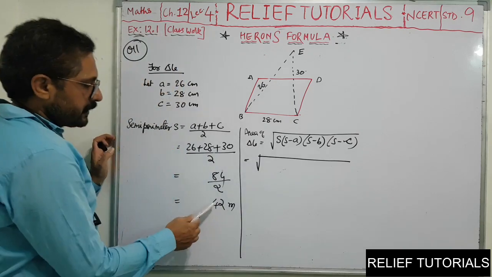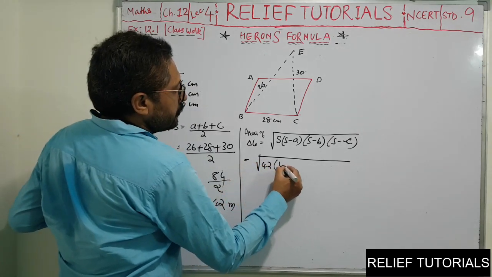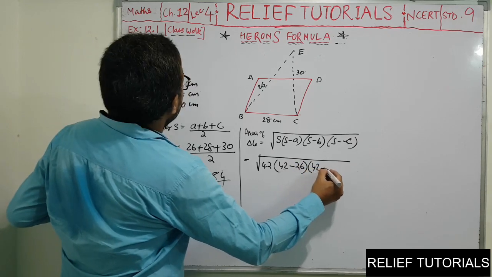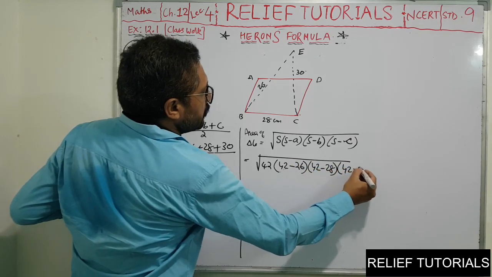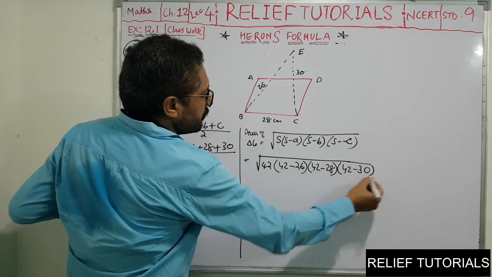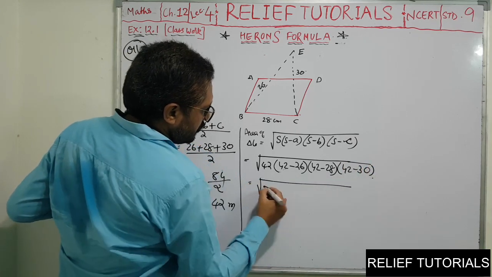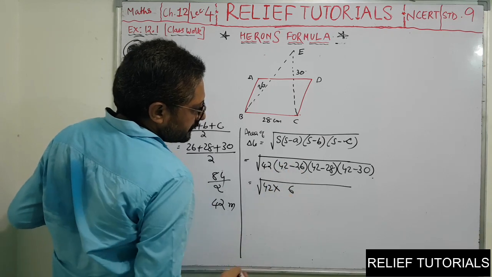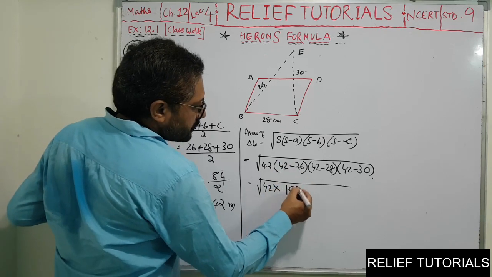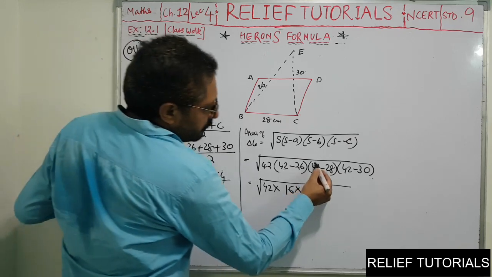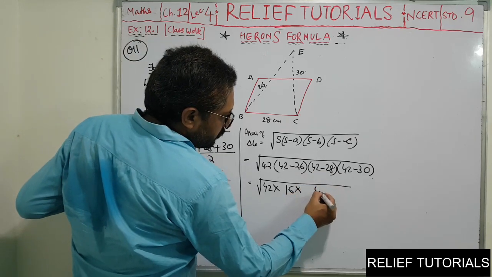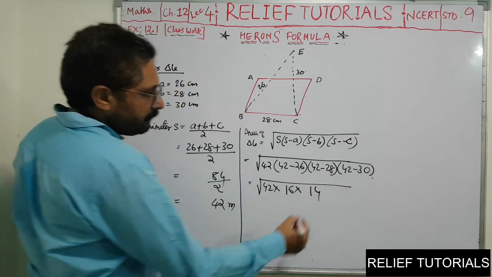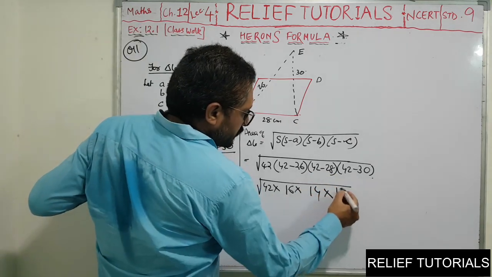Now what is S? 42. 42 minus A, 26. 42 minus 28. 42 minus 26, 16. 42 minus 28, 14. 42 minus 30, we have 12.